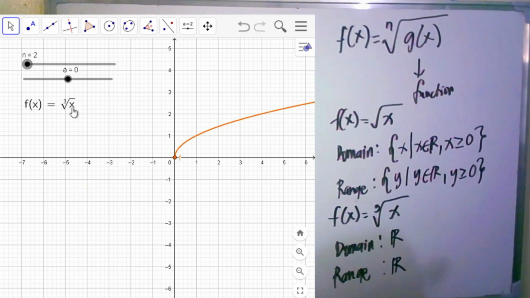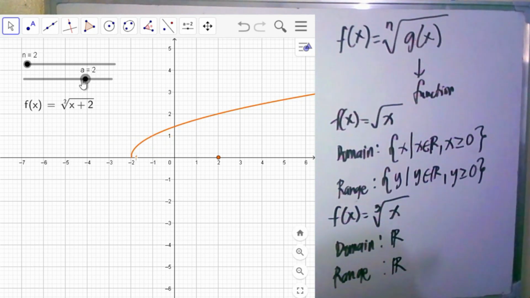Now, what if we change the radicand? Instead of just x, we put some numbers there. For example, plus 1. So this is square root of x plus 1. What happened to the graph? It's just the same graph but moved to the left. That's positive 1. It moved to the left. If we move it 2, it will move 2 units to the left. Pag negative 1 naman, it moved 1 unit to the right. So ang effect lang ng A, this A here, is the translation of the graph.